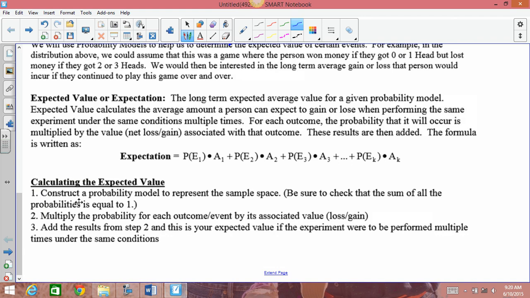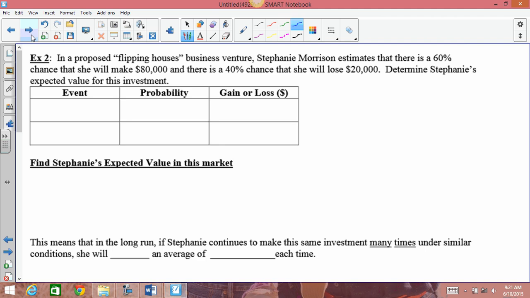So essentially, like I mentioned before, create your probability model. It'd be nice for you on the test. The table is sitting right there in front of you to fill in. So that should help you. Make sure that your probabilities add up to 1. Multiply those probabilities by the associated gain or loss, and then add that together, and that's going to give you, like I said, your total expectation. So let's flip it over and let's do one of these.